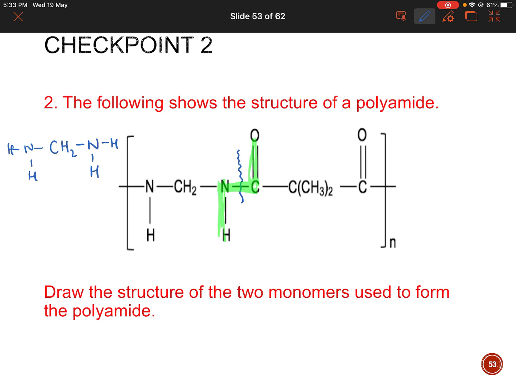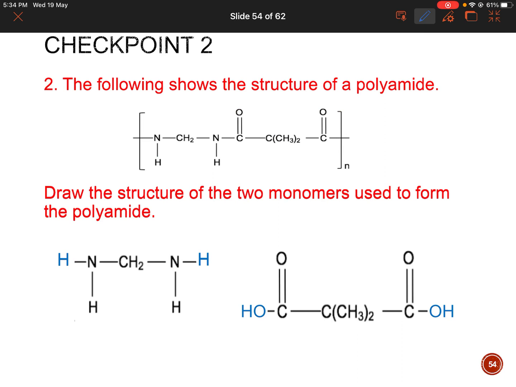And on the other side, I'll just draw what it was originally, although I have no idea what it is. It's fine. And then what do I add to it? Yes, I add the OH group. And we're done. So these are the two monomers. Ta-da! Check your answers.